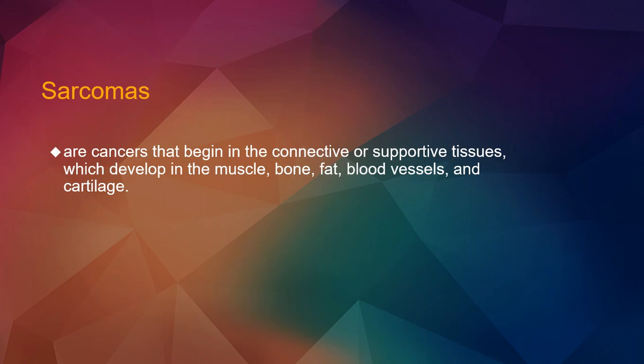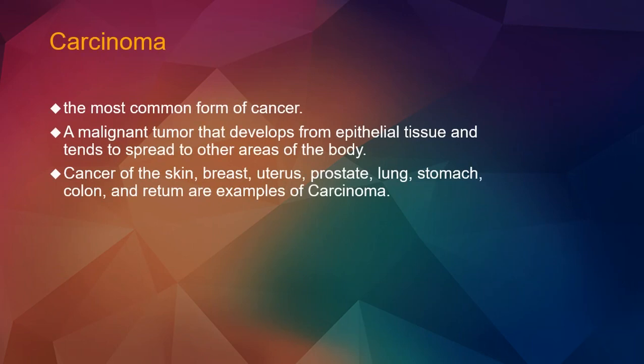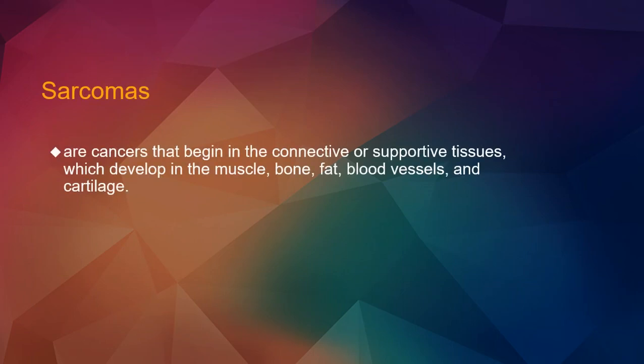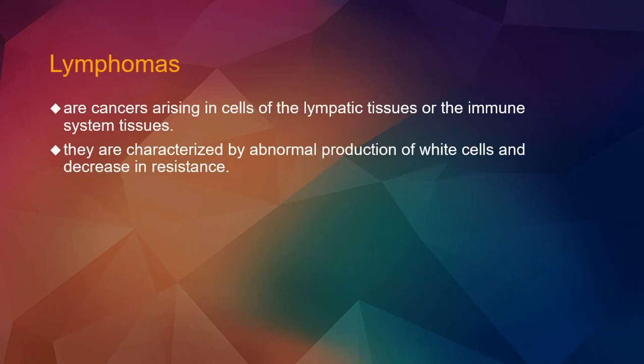sarcomas. Sarcomas are cancers that begin in the connective or supportive tissues which develop in the muscle, bone, fat, blood vessels, and cartilage. Okay? So remember earlier, organs, carcinomas. Okay? For organs. So for sarcomas, these are for tissues like muscle, bone, fat, blood vessels, and cartilages. Okay pa? So those are sarcomas.